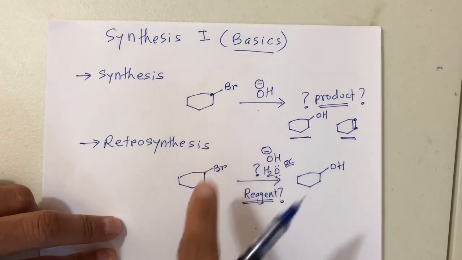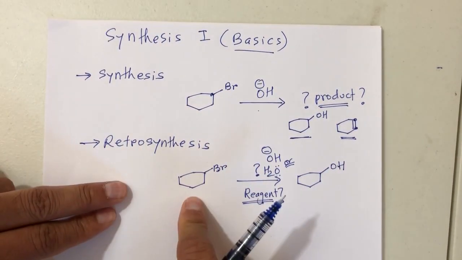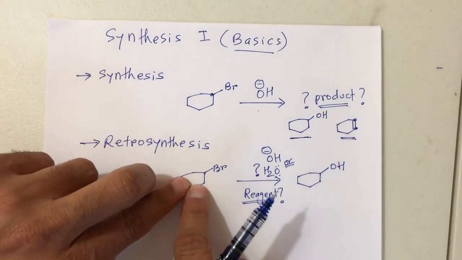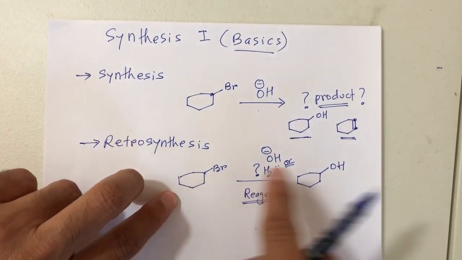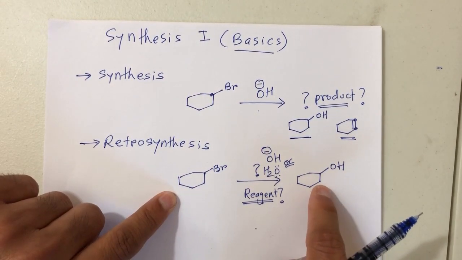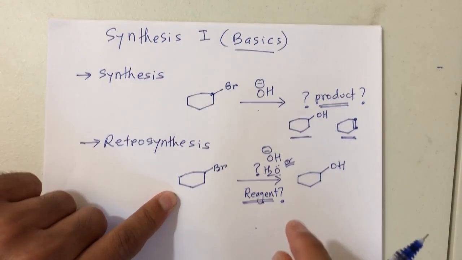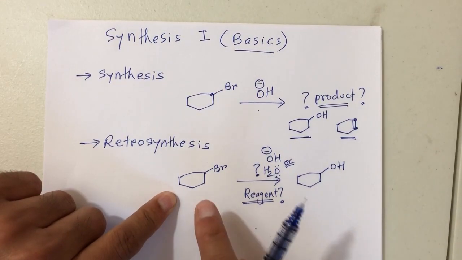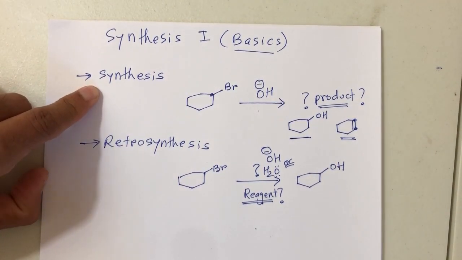Now, this is a very simple example of synthesis and retrosynthesis, okay? You have a direct access from here to here. Sometimes it may not be direct, it may not be a one-step synthesis, and that's why you have to break it down further, and I'll show you how to break it down when we actually have the complex examples. All right, for retrosynthesis, for now, let's focus on the normal synthesis. Okay, let's do one at a time.